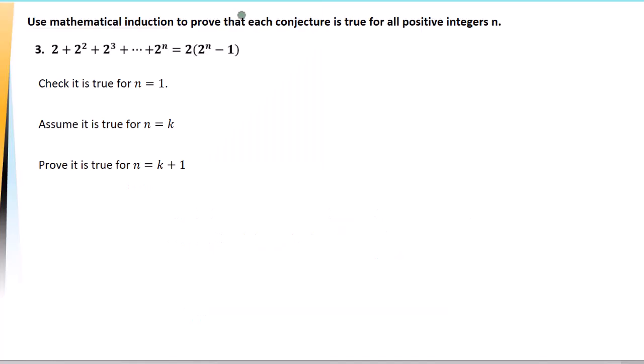Use mathematical induction to prove that each conjecture is true for all positive integers n. Question 3: 2 plus 2 squared plus 2 to the third power plus ... plus 2 to the nth power equals 2 times (2 to the nth power minus 1). We will use the CAP method: check, assume, prove. Check: is it true for n equals 1?